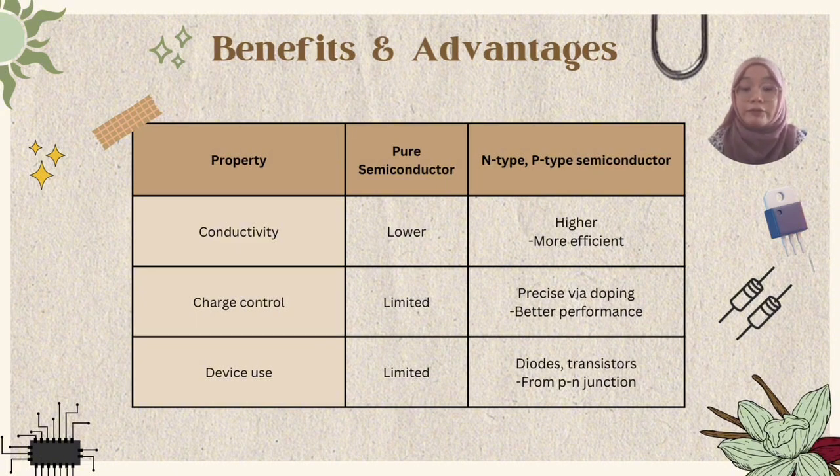Lastly, for device use, pure semiconductors have limited use. Conversely, the unique features of N-type and P-type allow for the formation of the p-n junction. The p-n junction is the foundation of the diode, transistor, and integrated circuit. So this is the key advantage that enables control of current flow in electronic devices.